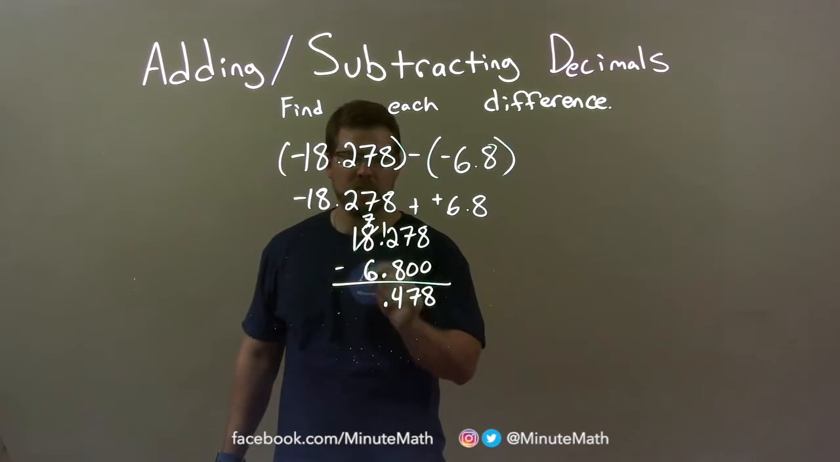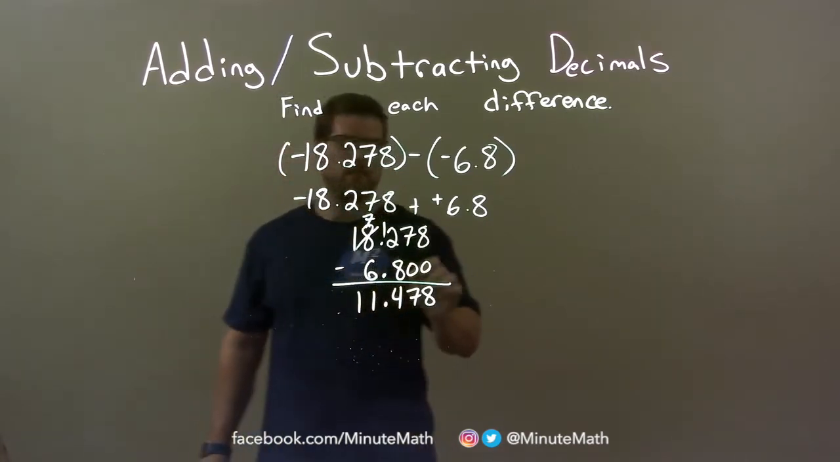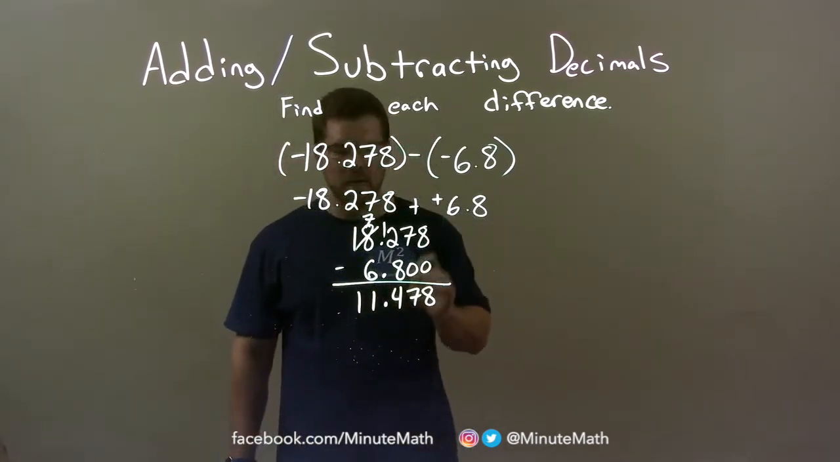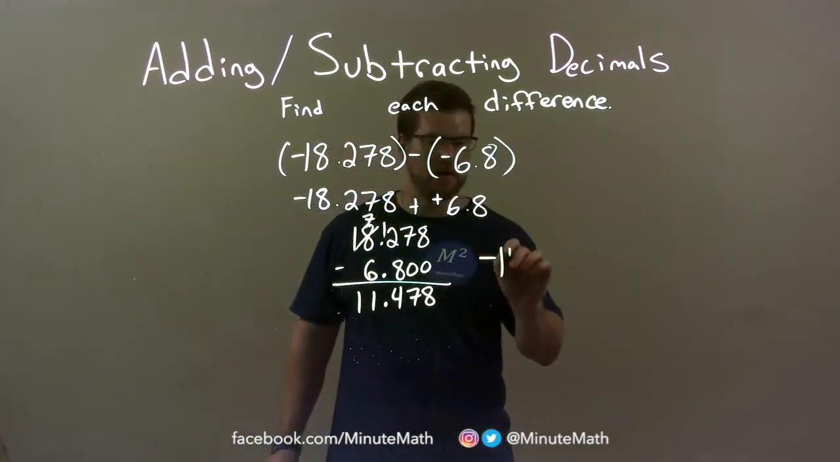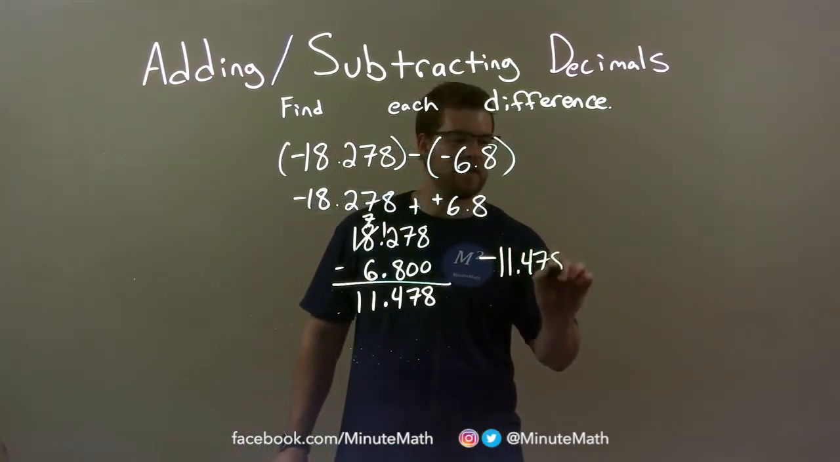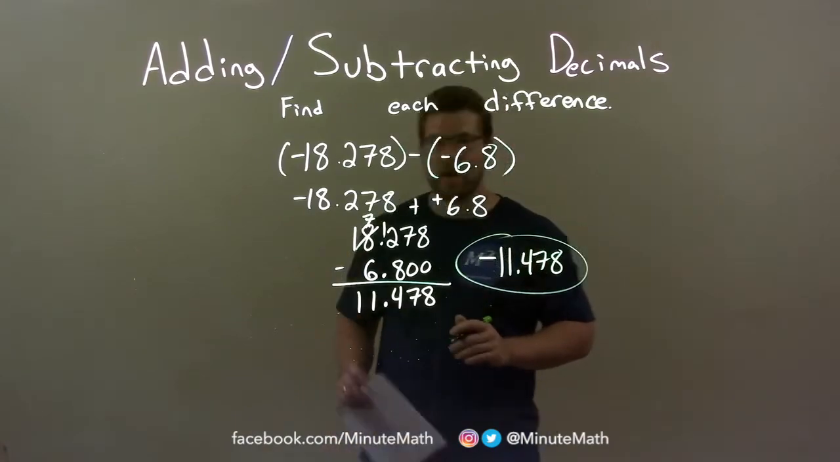Don't forget the decimal place. 7 minus 6 is a 1. And bring down that 1. And so we have 11.478. But what's tricky is we knew it had to be negative. So we put a negative there, 11.478. And there we have our final answer.